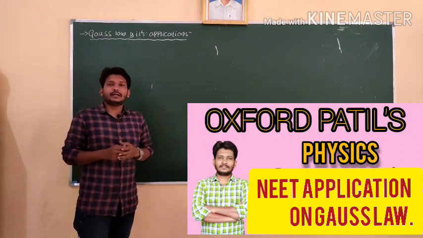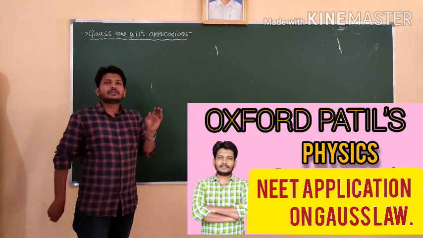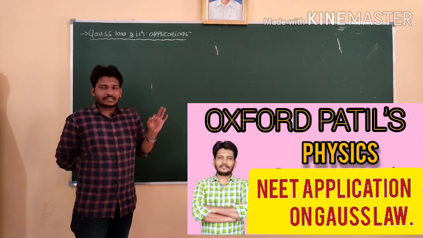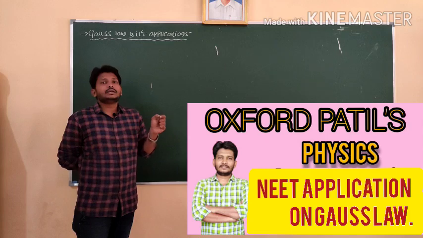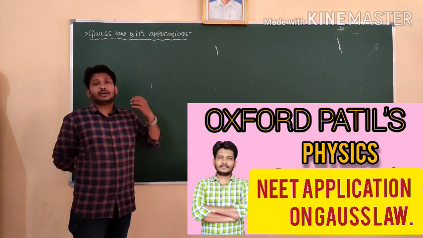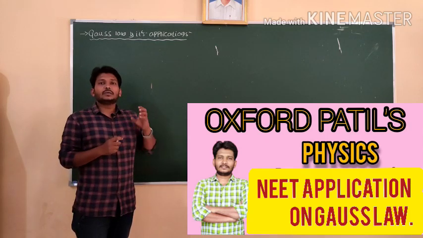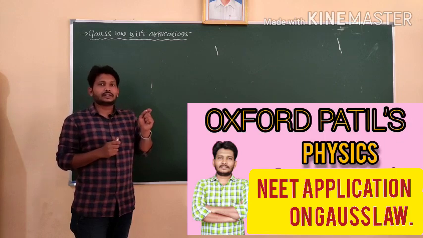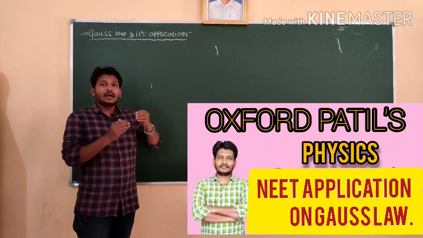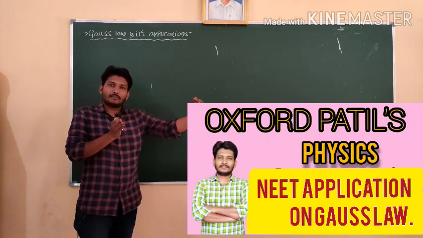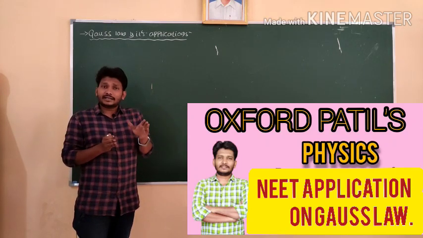So by considering continuous charge distribution, we got linear charge density, surface charge density and volume charge density. From the concept of a continuous charge distribution, we come to know that electric flux, the word electric flux, means the total number of electric field lines that pass through the given surface. Normally we can call it electric flux here.